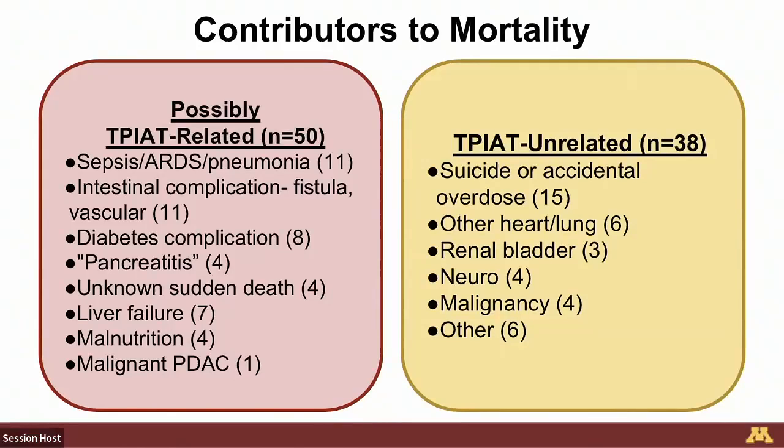But with some of the ICD-10 codes that were returned to us, a few of them included pancreatitis as the cause of death, which is pretty unlikely considering that they had their pancreas removed. So we tried to dig into their EMR to figure out if we could assign any specifics to their case, but unfortunately that wasn't always possible. So we conservatively put them in the TPIAT related group. And you can see the other more generalized causes of death in the unrelated category.